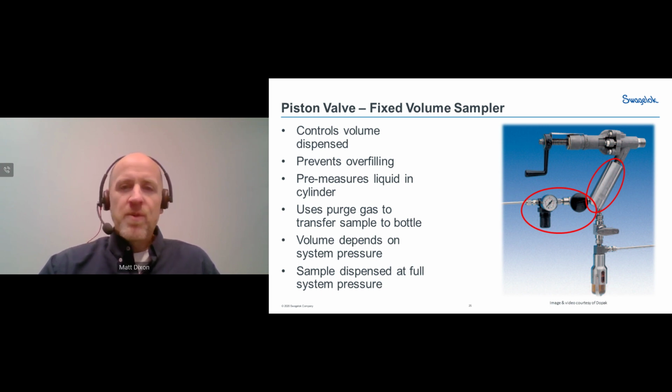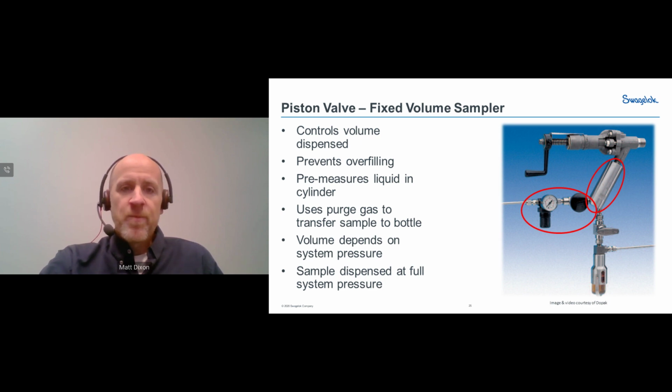But there are some drawbacks with this particular approach. For example, with this little sample cylinder or little sample chamber that we have, what you sometimes end up with is that there's no way for the gas to escape out of that little sample cylinder.